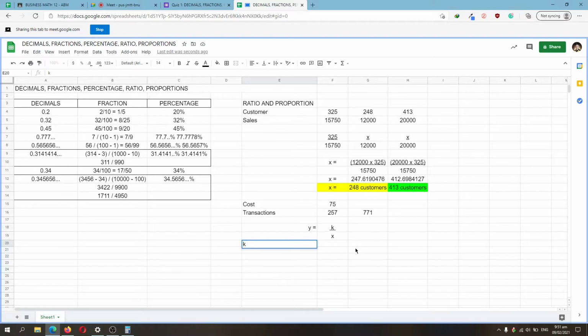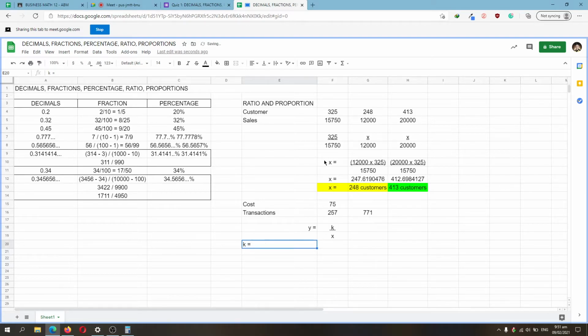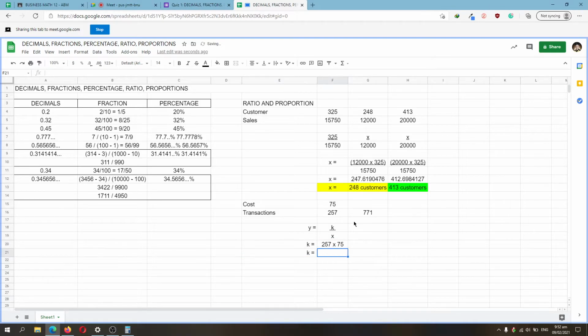So, since ganyan yan, ang gagawin natin dito, kunin natin yung value ng k natin. So, k is equal to, multiply natin yung x and y. So, that is 257 multiply by 75. So, i-multiply natin itong dalawa. So, that is 19,275. So, ang hinahanap natin itong 771 na transaction.